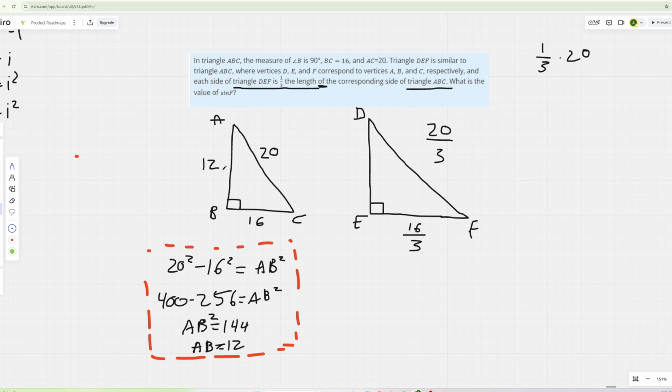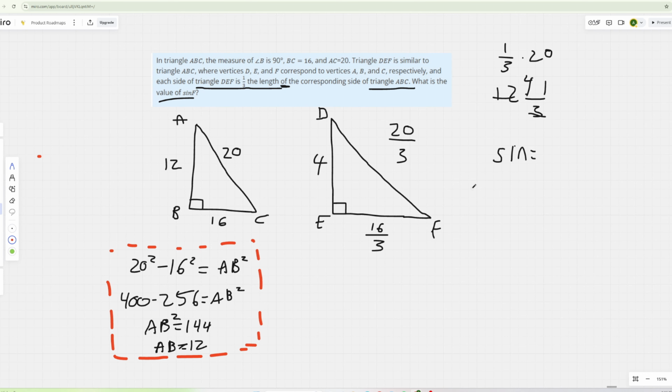But again, now DE is 1/3 of 12. What's 1/3 of 12? 12 times 1/3 is 4. Boom. Now, that's not what they asked. What is the value of sine F? What is sine? This is something we should all know: opposite over hypotenuse. Opposite over hypotenuse.